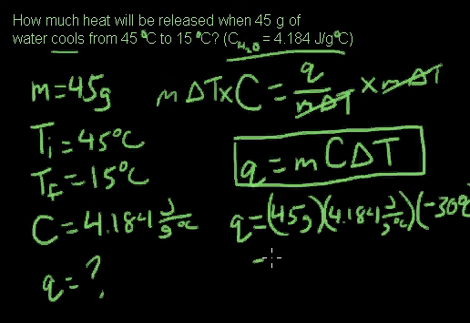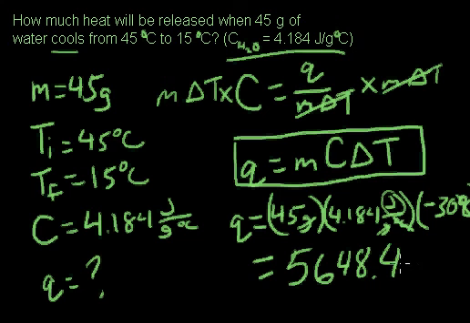And so when we solve this problem, we're going to multiply 45 times 4.184 times negative 30. And notice our grams will cancel, numerator and denominator. Our degree Celsius will cancel, numerator and denominator. And that leaves us with joules. So when you do this, you will get your final answer, which is 5,648.4, and our unit is the unit left over, which is joules.